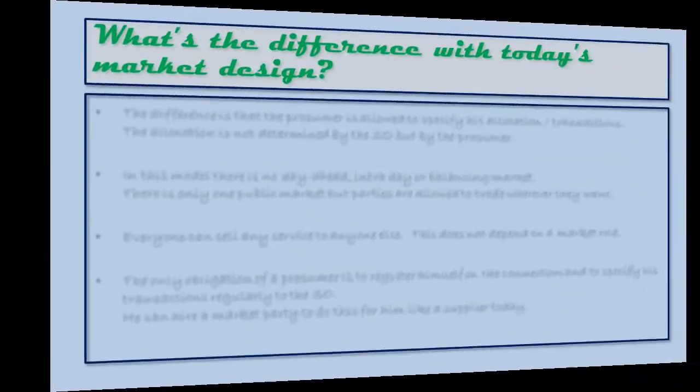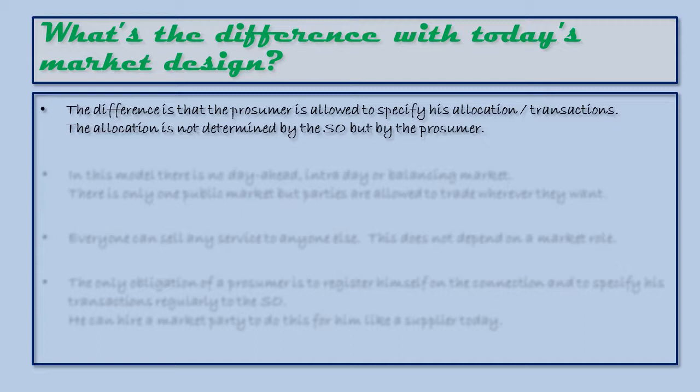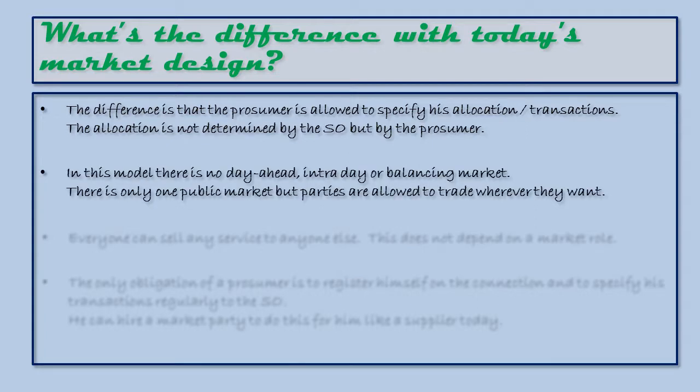What's the difference with today's market design? The difference is that the prosumer is allowed to specify his allocation or transactions. The allocation is not determined by the system operator, but by the prosumer. In this model, there is no day-ahead, intraday or balancing market. There is only one public market, and parties are allowed to trade wherever they want.